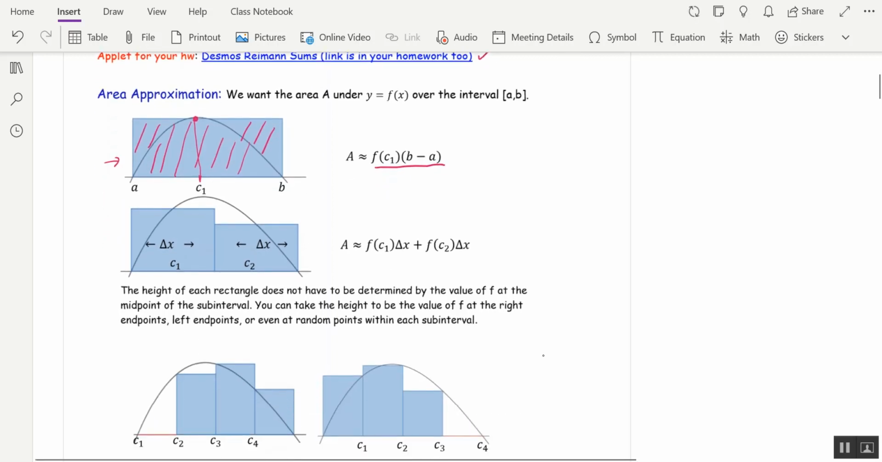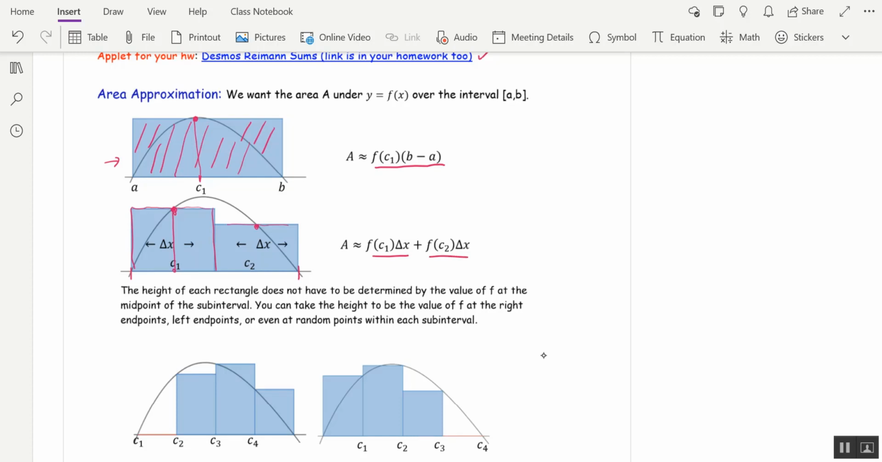A slightly better approximation would be to cut the interval from A to B into two intervals of equal width, delta x, and compute the height of the function halfway through the first interval, and take that to be the height of the first rectangle, and then compute the value of the function halfway through the second interval, and that will be the height of the second rectangle. And so you would get, for your area, f of C1 delta x, that's the area of the first rectangle, and then you'd add on the area of the second rectangle.